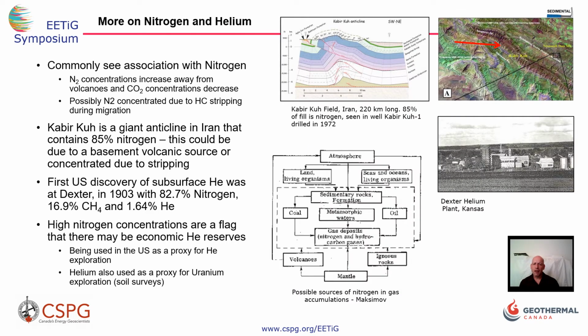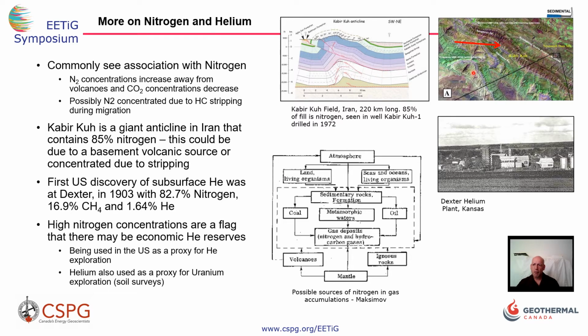Let's talk a little bit about nitrogen and helium, and we commonly see an association between nitrogen and helium. What you tend to see is that nitrogen concentrations increase away from volcanoes while carbon dioxide concentrations decrease. The reason you see more nitrogen may be due to hydrocarbon stripping during migration. But it's very important because high nitrogen concentrations are a flag that there may be economic helium reserves as well. The correlation between high nitrogen and high helium is around 0.939, so there's a very high degree of correlation.